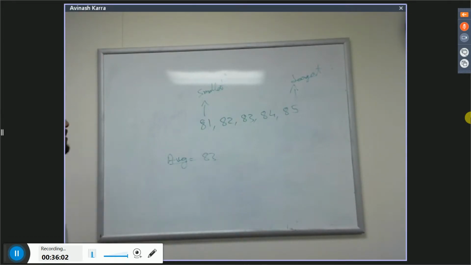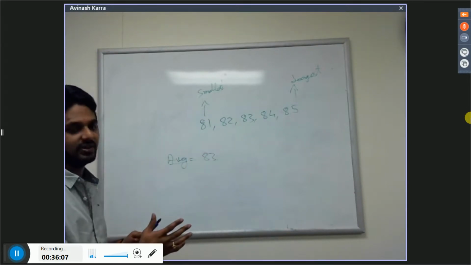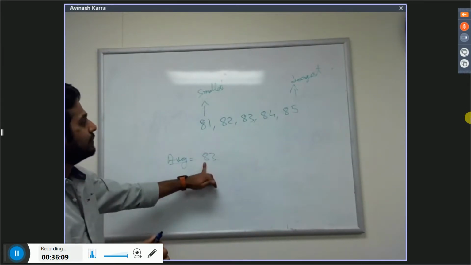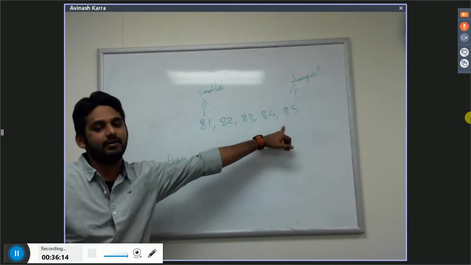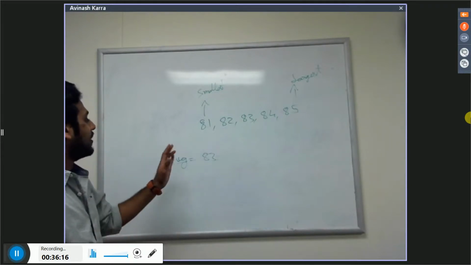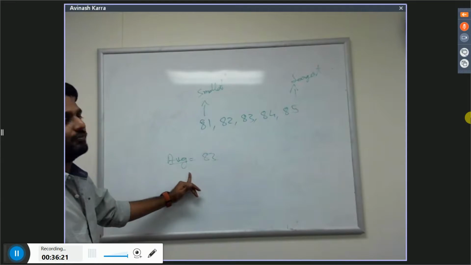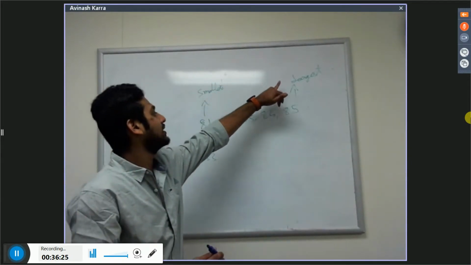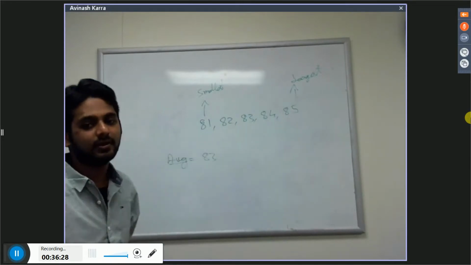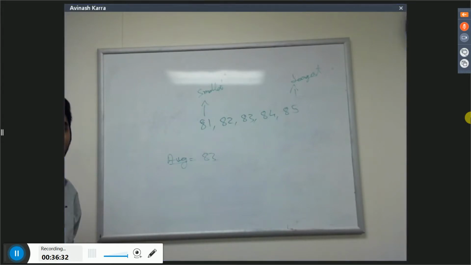What he is saying is, if the numbers in the set are different from each other, then the average will be greater than the smallest number and smaller than the largest number. I repeat, when all the numbers in the set are different, the average will be greater than the smallest number and smaller than the largest number. Understood? Okay.